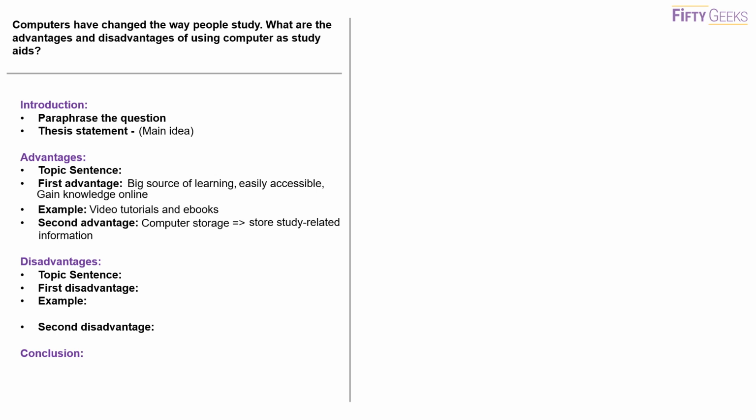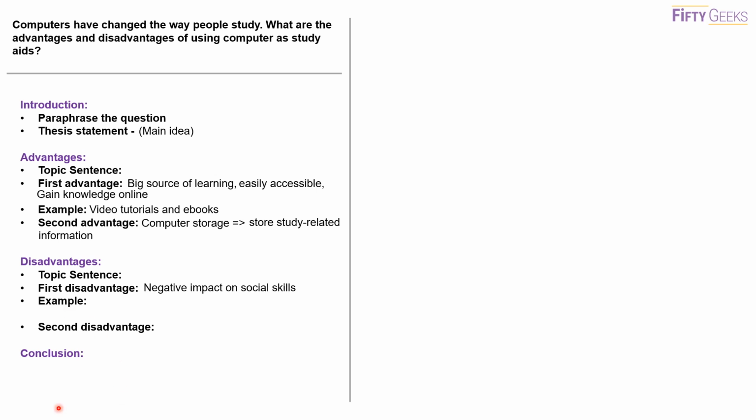In the third paragraph, I will write about disadvantages. Again, I will write the topic sentence that will give a general idea of what this paragraph is all about. Then I will write my first disadvantage that computer-based online education has a negative impact on social skills, that people learn better in a classroom environment. I will add an example to support this view.